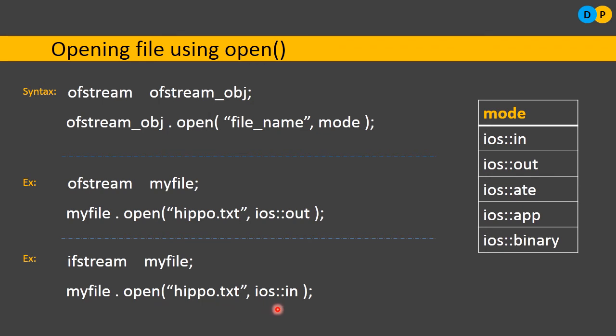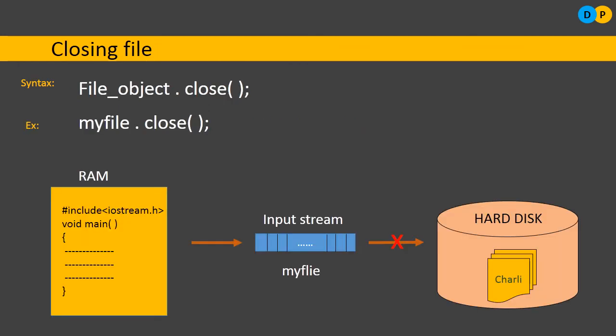Okay, from the file what I am doing, I am reading, so that's why ios::in. So these are the two examples which I have taken in order to explain how an open function is operated. Next, once a file has been opened, at some point of time before terminating the program, we need to close the file. So what is the procedure or syntax of closing a file?